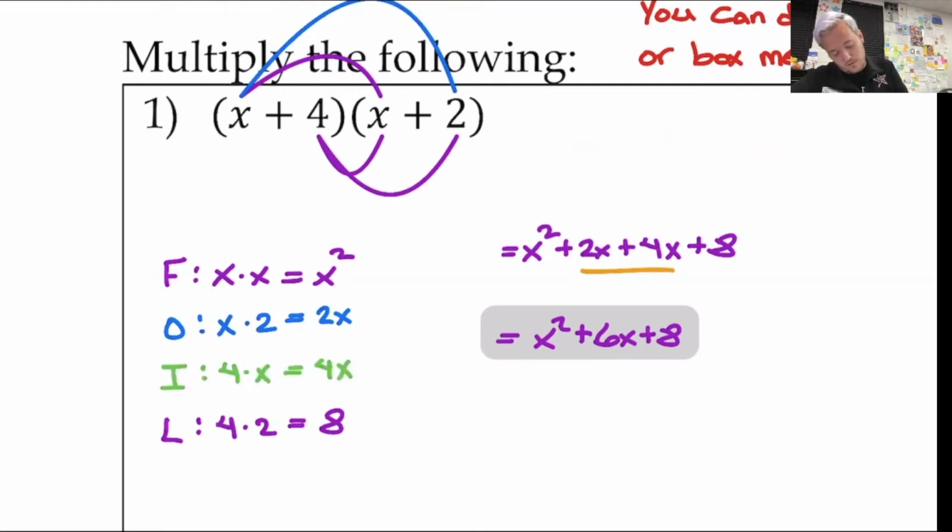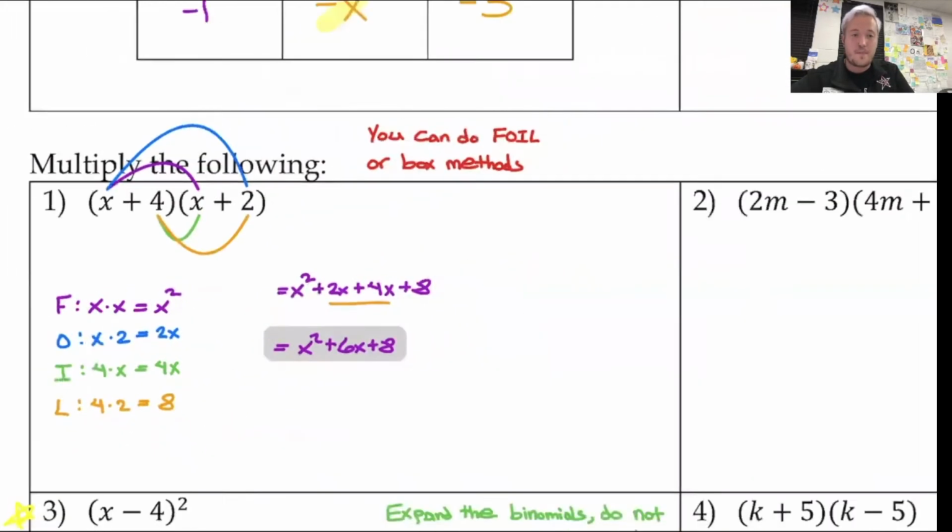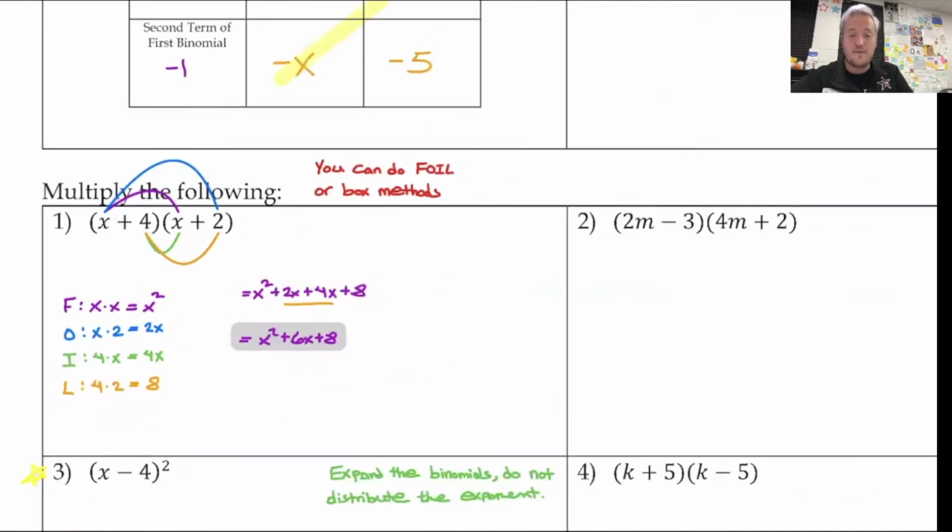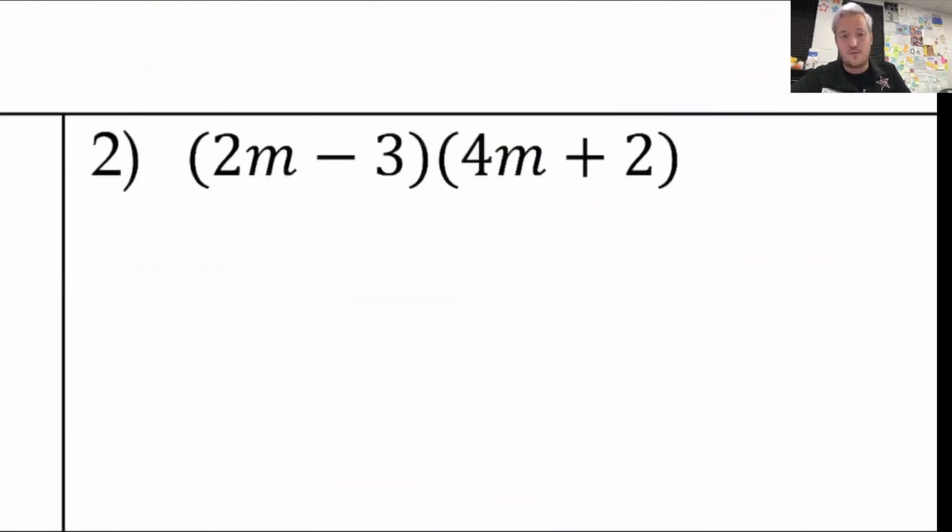Terms. And the last terms. There we go. Now it's color coded, just so you can see where all the branches are going. All right, so that's using FOIL. And for number 2, I'll use the box method.